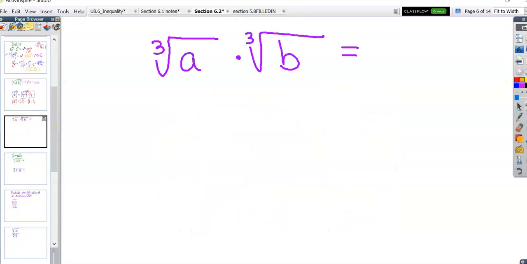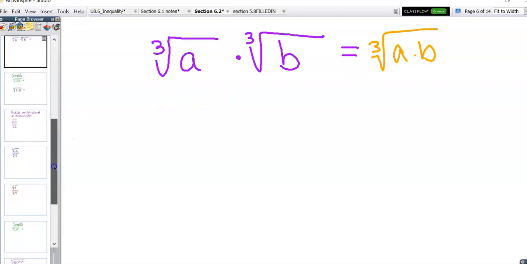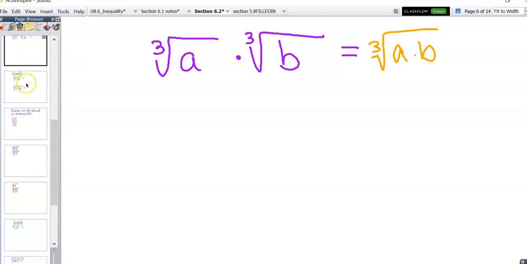Okay, so we've talked about multiplying radicals before. This is the same idea with any root number. So we're taking the third root of a times the third root of b. You can combine this underneath one radical symbol. So this becomes the third root of a times b. And you can't do anything else with that because there are no other variables, numbers, anything like that.